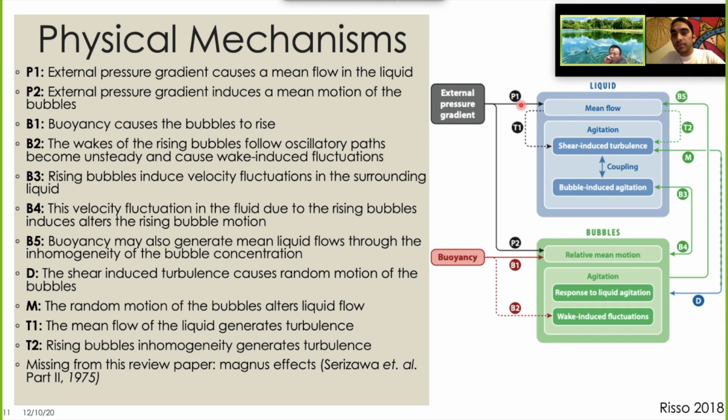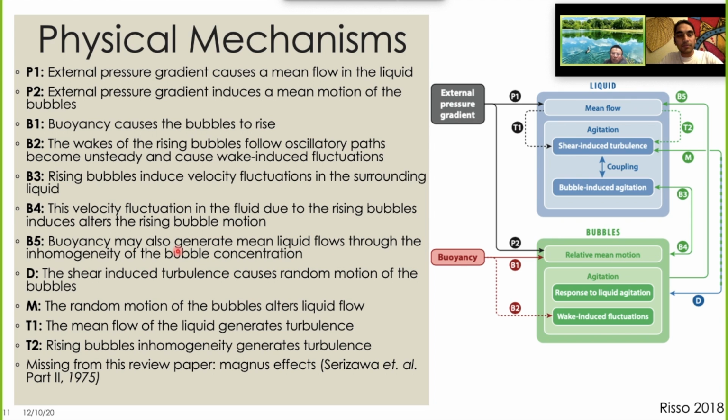So there is an external pressure gradient that causes a mean flow, and this external pressure gradient may also cause relative motion in the bubbles as well. Then you have buoyancy. Buoyancy may lead to relative mean motion of the bubbles, as well as, due to the instability of the wake, it may cause some wake-induced fluctuations as well. Now, these wake fluctuations will actually cause bubble agitation in the fluid, and that agitation in the fluid will in turn affect the bubble dynamics as well.